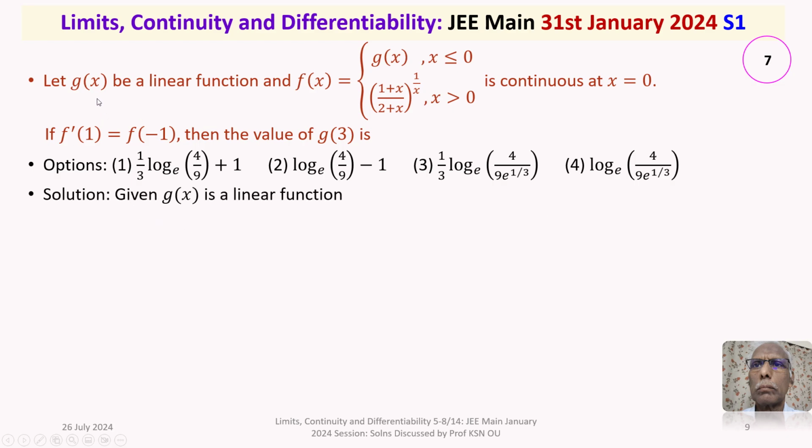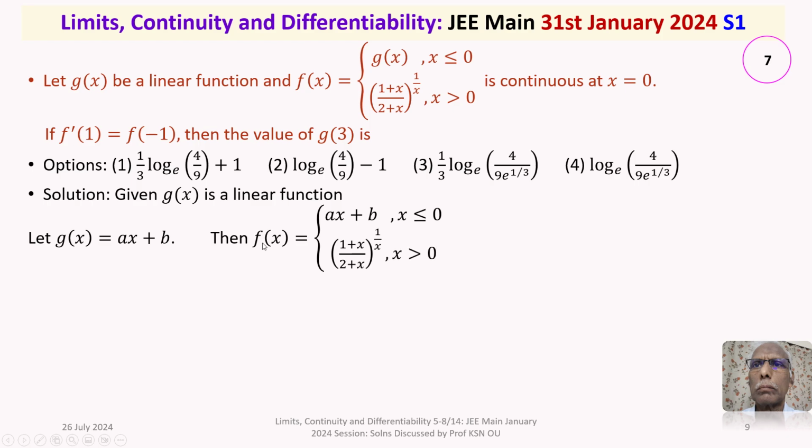Given that g of x is a linear function, we take g of x to be ax plus b. Then f of x is equal to ax plus b when x is less than or equal to 0, and when x is greater than 0, the same function as it is. Agreed.